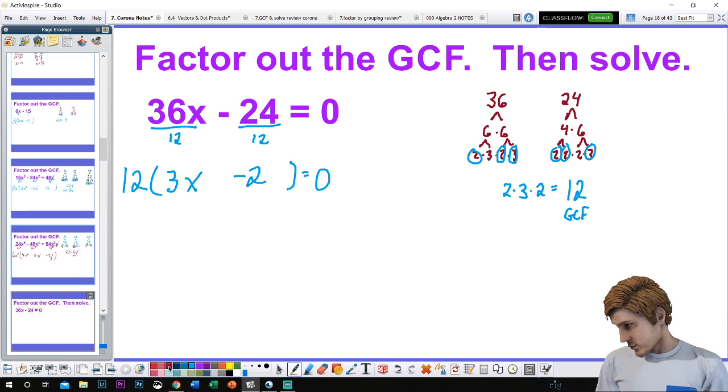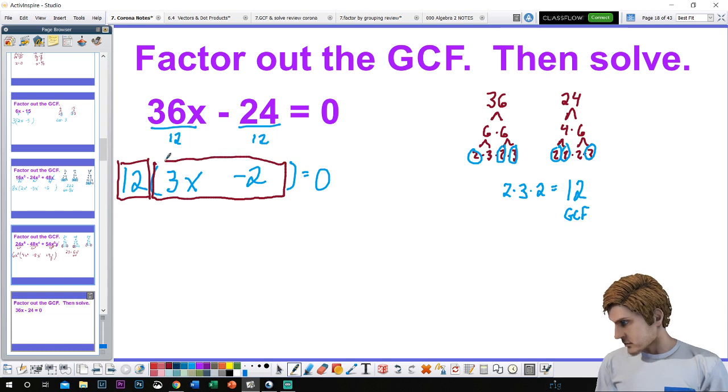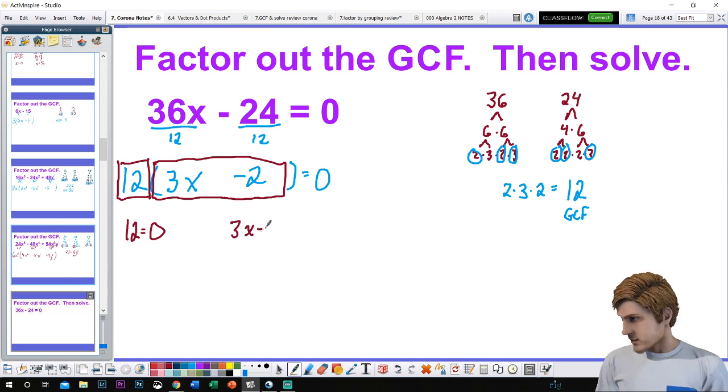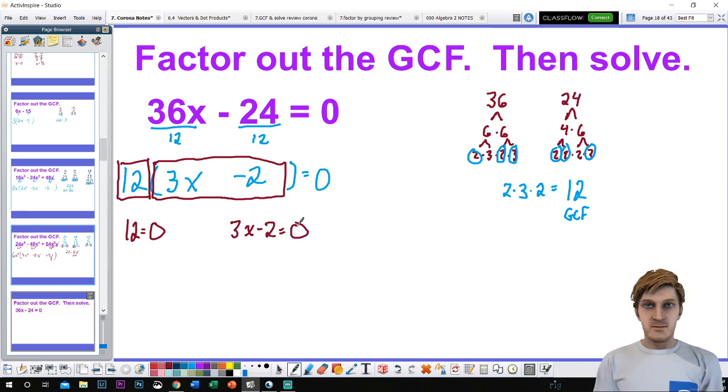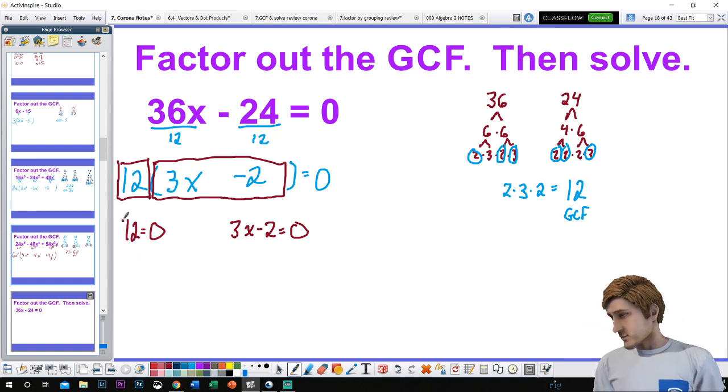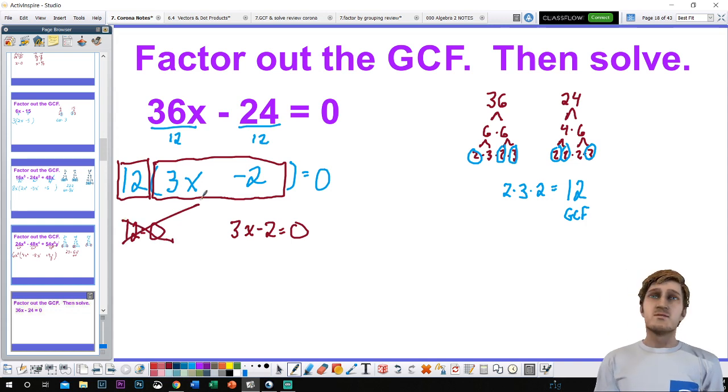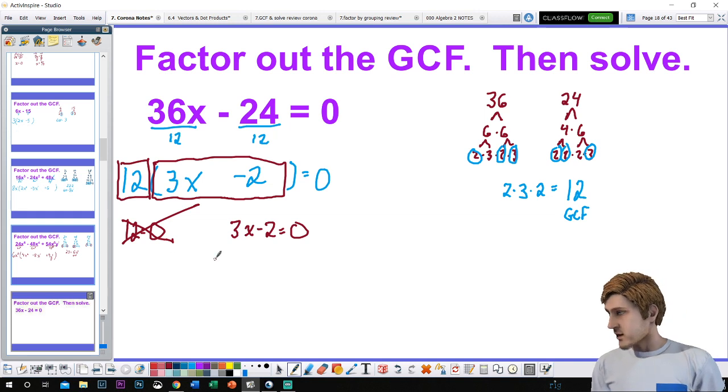Now, just like we did before, I'm going to consider each of these boxes equal to 0. So I have 12 equals 0, and then 3x minus 2 equals 0. Now, does it make any sense that 12 equals 0? No, it makes no sense that 12 equals 0. It isn't equal to 0 ever. That's not even possible. So I'm going to cross that out. 12 cannot equal 0. Now over here, I'm going to solve for x. So I'm going to add 2 to both sides and get 3x equals 2. Divide both sides by 3, and I get 2/3.